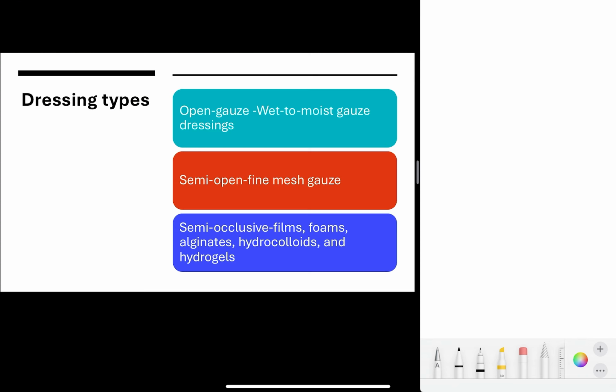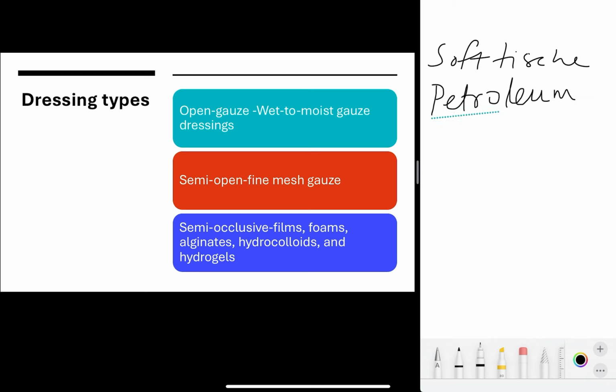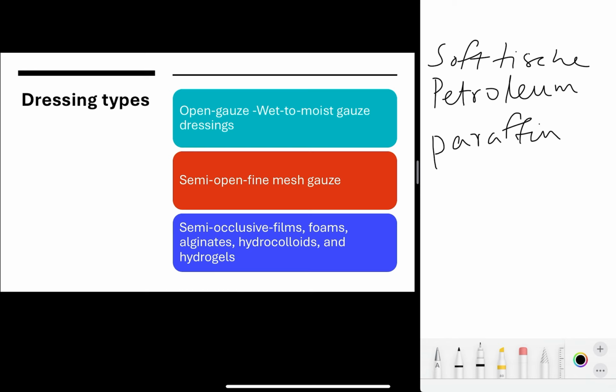Then coming to the types of dressings. Open gauze dressings are available in multiple sizes. Wet to moist gauze dressings are useful for packing large soft tissue defects. Gauze dressings are inexpensive and they often require frequent dressing changes. Next is semi-open. They are fine mesh gauze impregnated with petroleum, paraffin wax or other ointments.